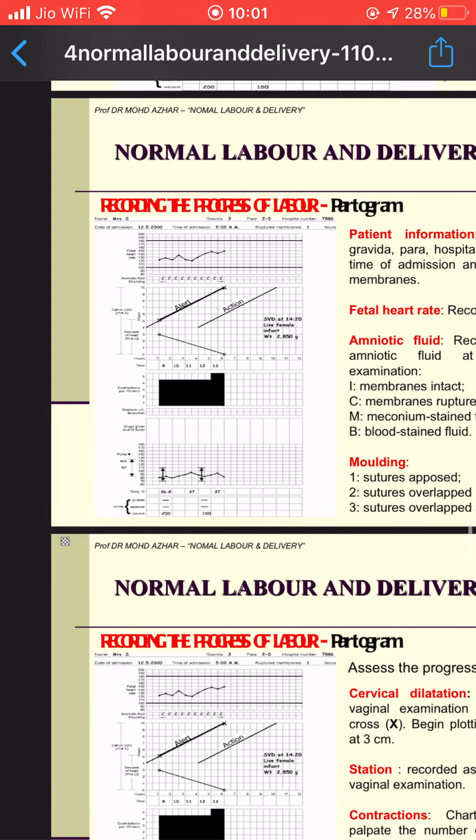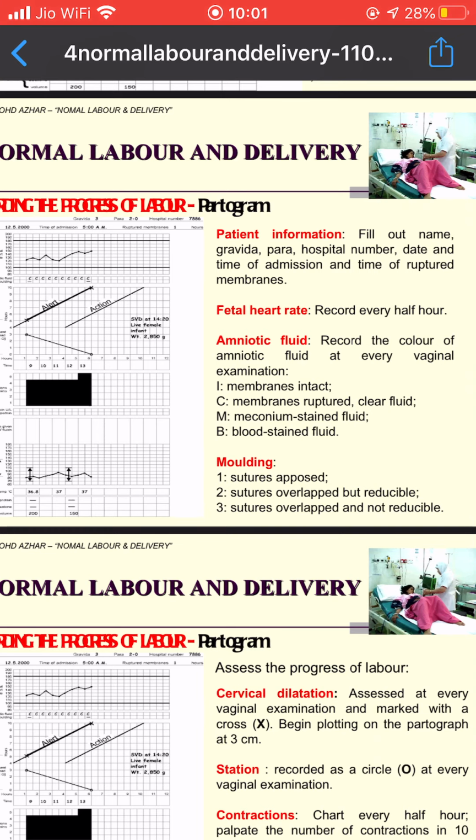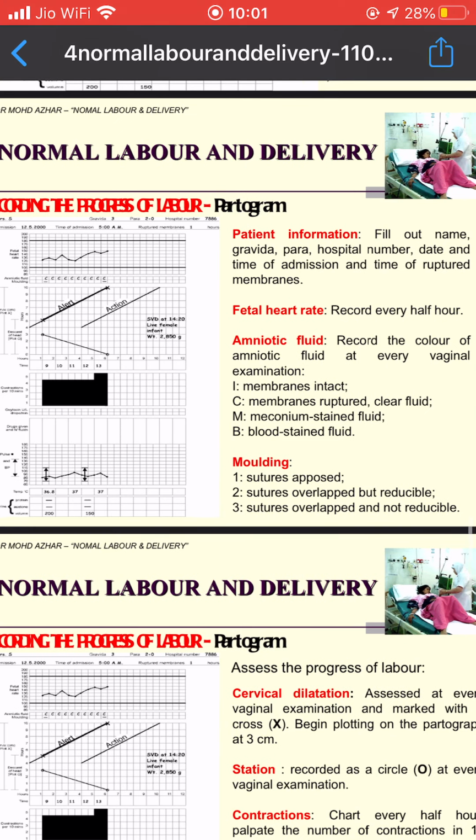Amniotic fluid: you should record the color of the amniotic fluid. You mark it as I if it is intact. You mark it as C if the membranes have ruptured and it is clear fluid. If it is meconium, then you mark it as M, and B if it is blood stained. Moulding, as discussed in the earlier slides: grade 1 is when the sutures are opposed, grade 2 when they overlap but are reducible, and grade 3 when they are non-reducible.